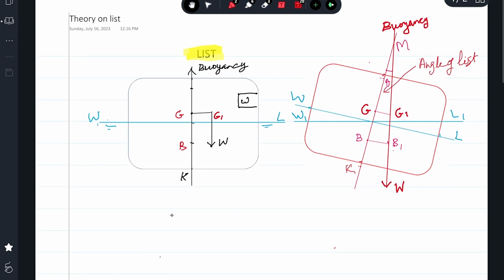That was all for the list part. The theory part is well understood: how the ship lists and how we calculate it. Now I will do some questions, and in the next video, immediately after this video, I am putting up questions on the list. There will be 2 questions.